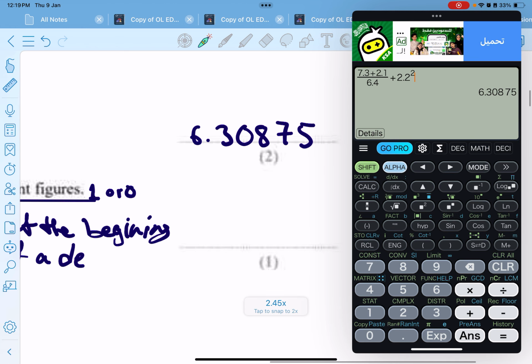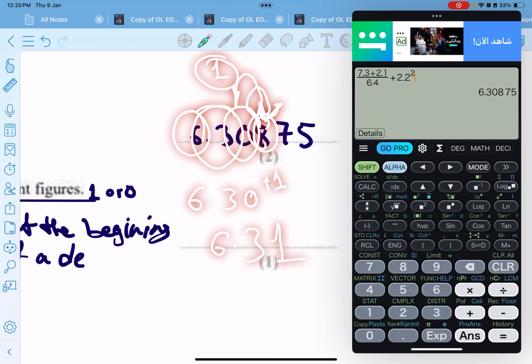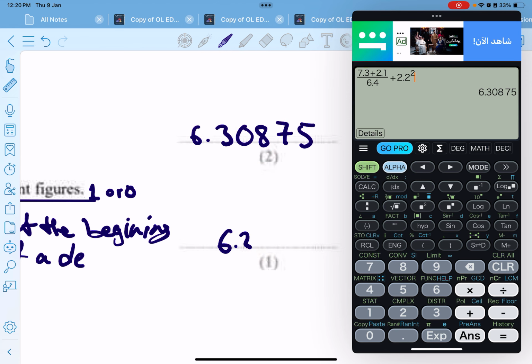So 3 significant figures, here it's going to be 1, 2, 3. I stop here. Look at what's after: 8. So I'm going to round up, so increase by 1. So 6.30 plus 1 is going to be 6.31. 6.31.